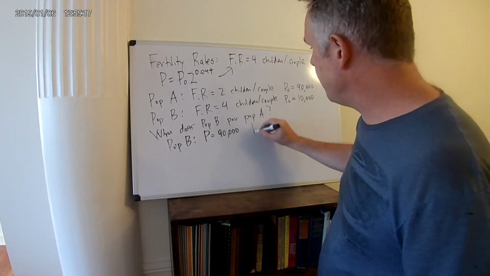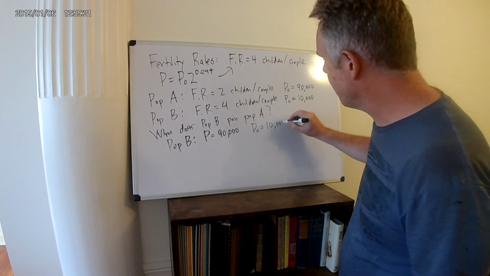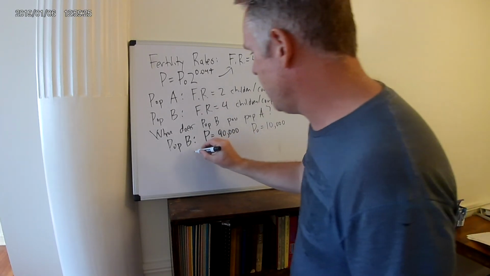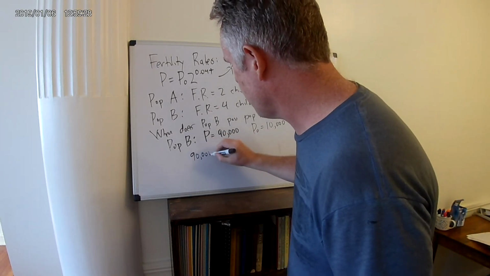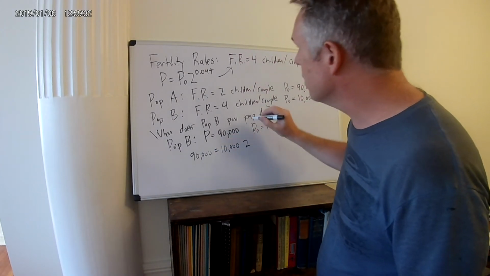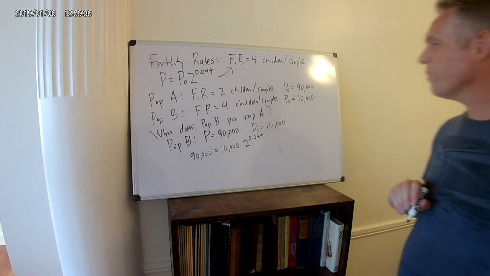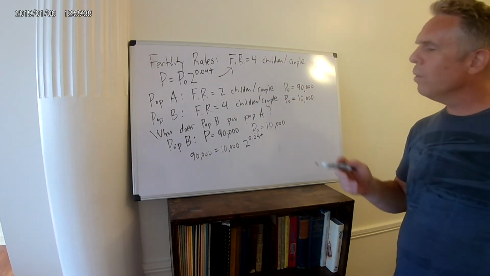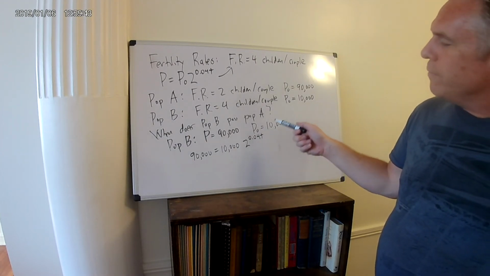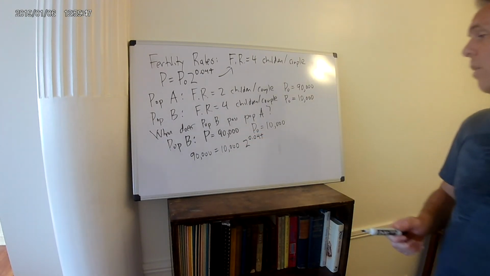We know that our initial population is 10,000, and what we can do now is plug into our equation. We get 90,000 equals 10,000 times 2 to the 0.04t. So this is now our equation. What is this equation doing? It's an equation where we can find the time it takes population B to pass population A.